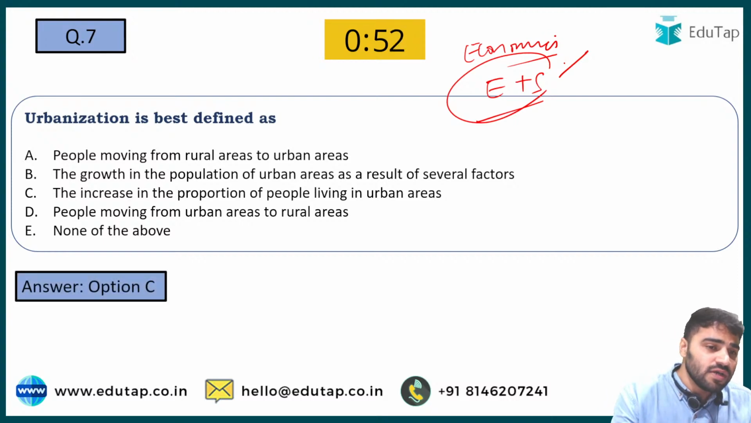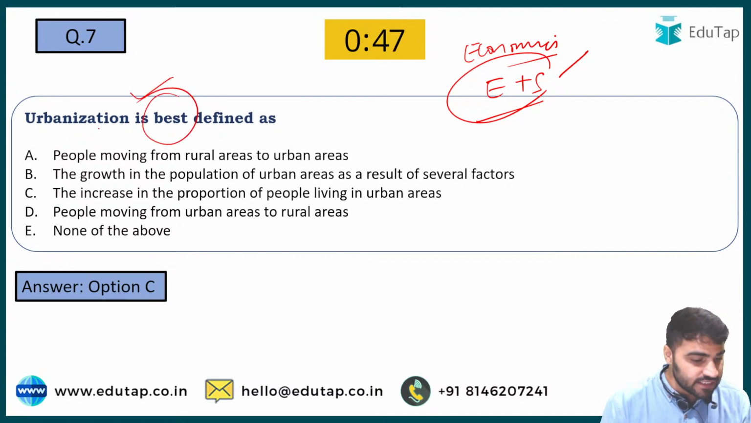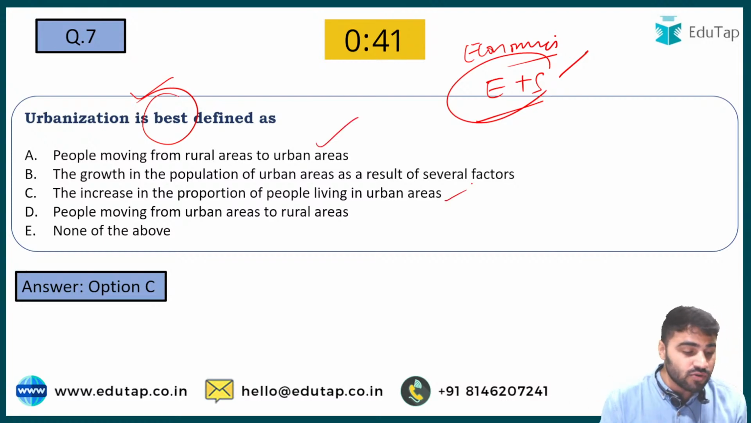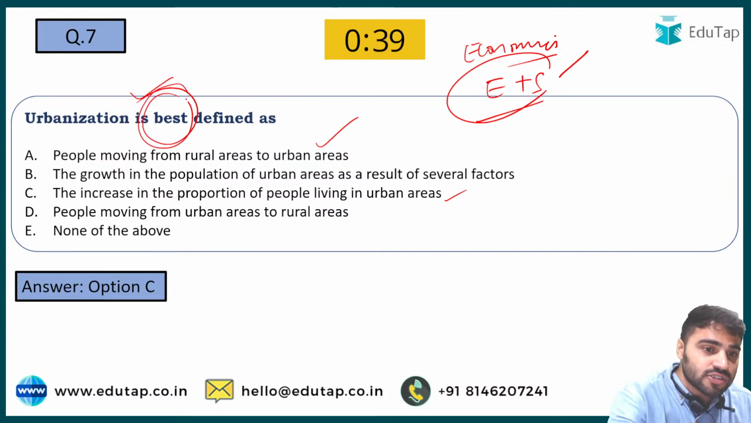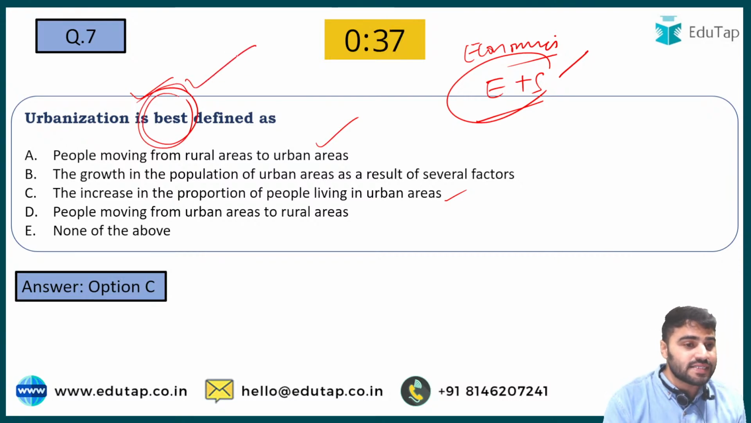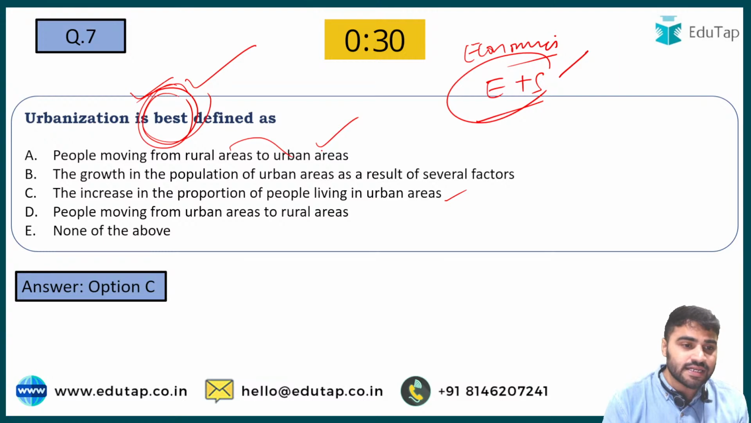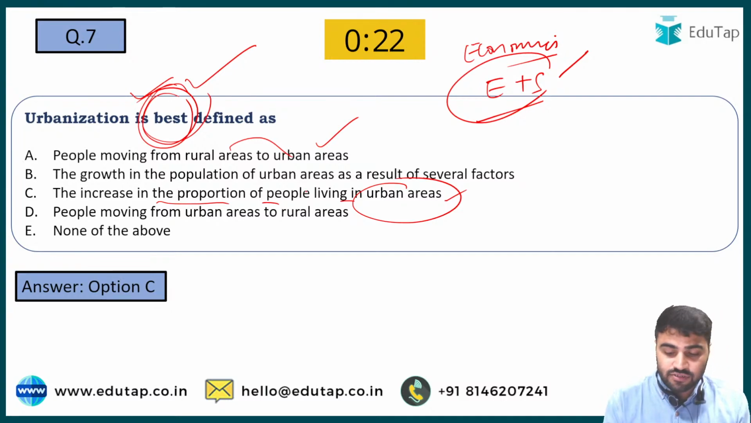Guys, we have to read the question carefully. The question is about urbanization is best defined. Sometimes this kind of confusion may come in your mind that this is also the right answer, this is also the right answer, but you have to identify what the question is asking. Basically the question is about the best defined as, right? So people moving from rural areas to urban areas, you can say, is the incomplete definition, but the increase in the proportion of people living in urban areas is kind of complete definition, right? So that is why option C will be the best answer for this question.